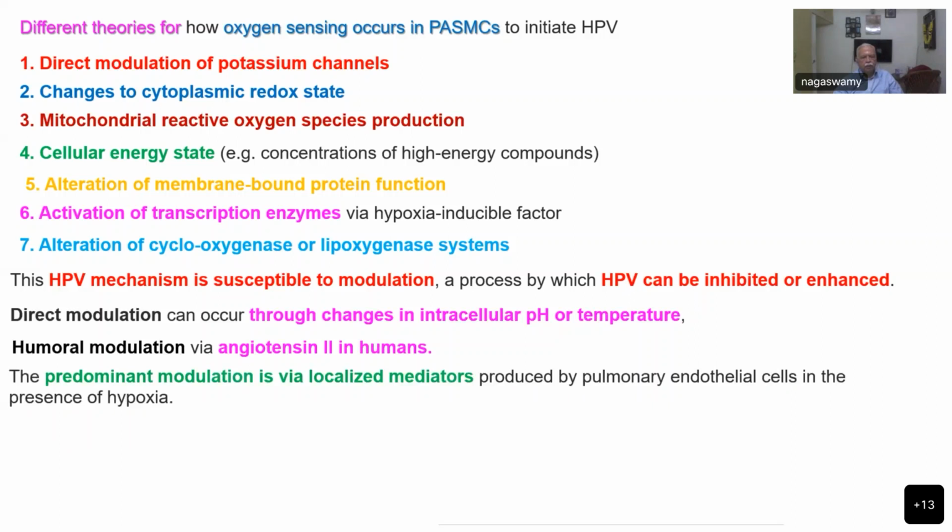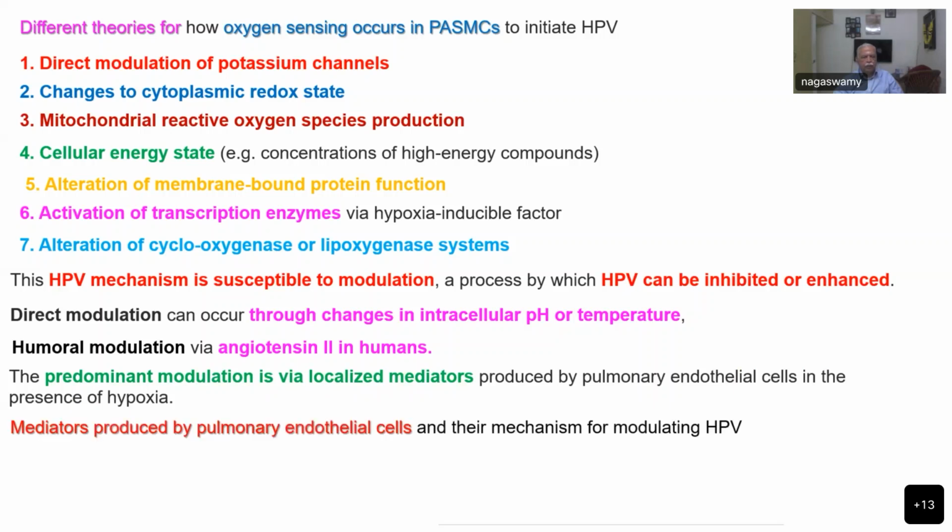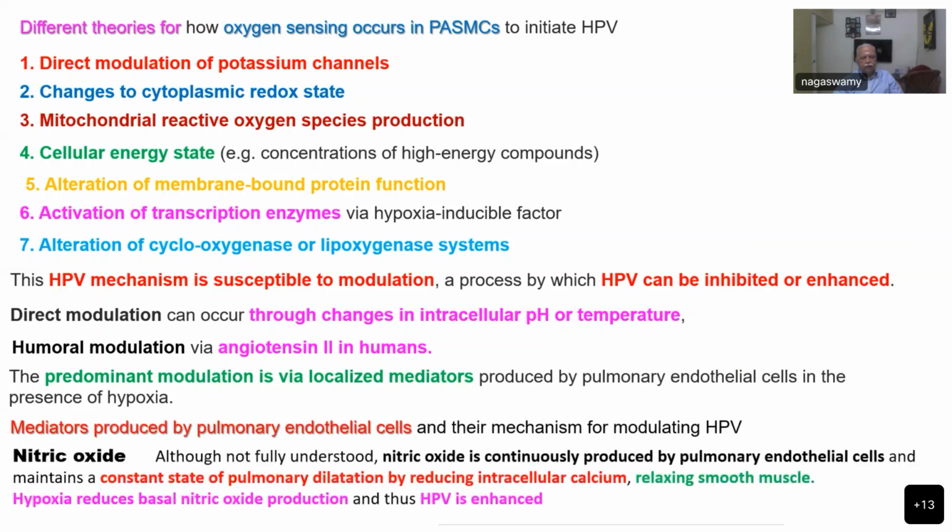And predominant modulation is by localized mediators produced by pulmonary endothelial cells in the presence of alveolar hypoxia. So mediators produced by pulmonary endothelial cells are nitric oxide, earlier called endothelium-derived relaxing factor. So that is what is later identified as nitric oxide. It is continuously produced by the majority of the endothelial cells, more so by the pulmonary endothelial cells, and keeps the lung in a constant state of pulmonary dilatation by reducing the intracellular calcium, relaxing the smooth muscle.